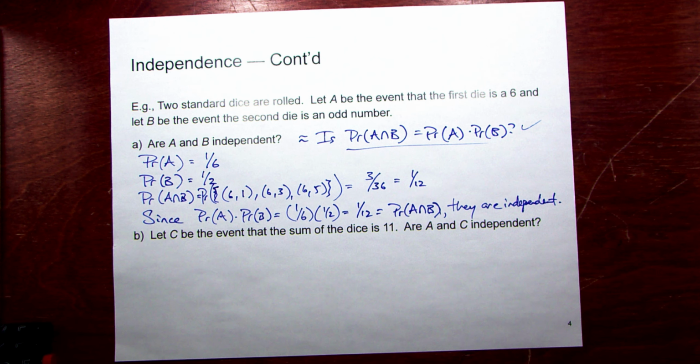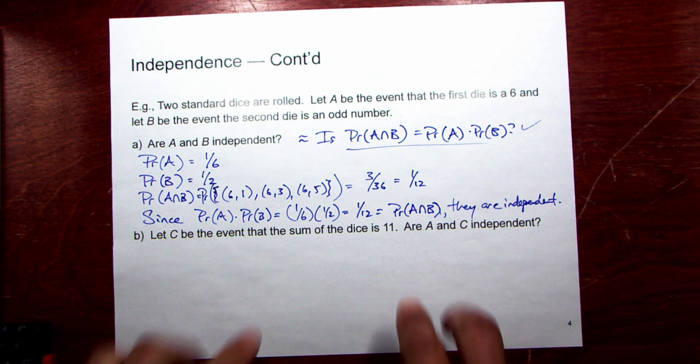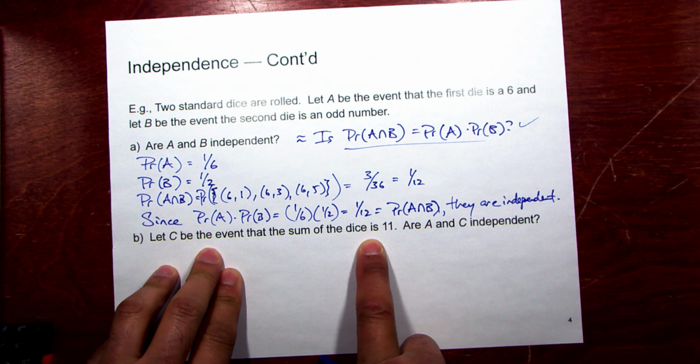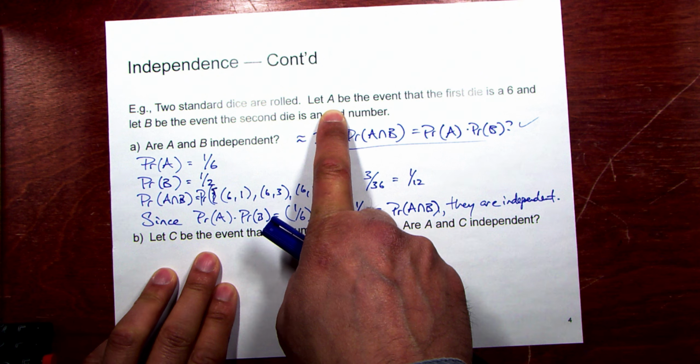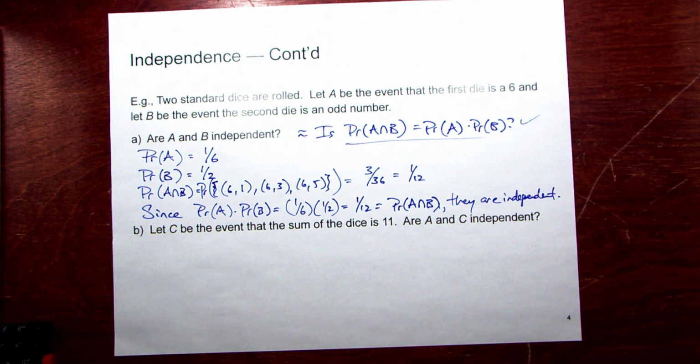Let's introduce a third event, C, that the sum of the dice is 11. Are A and C independent? We suspect no, right? Because C is referring to both of the dice, and A is just referring to the first die. It feels like they're linked somehow. But again, we don't have to have any intuition. We can be dispassionate about this and just find the probability of C and the probability of A intersect C. So let's do that.